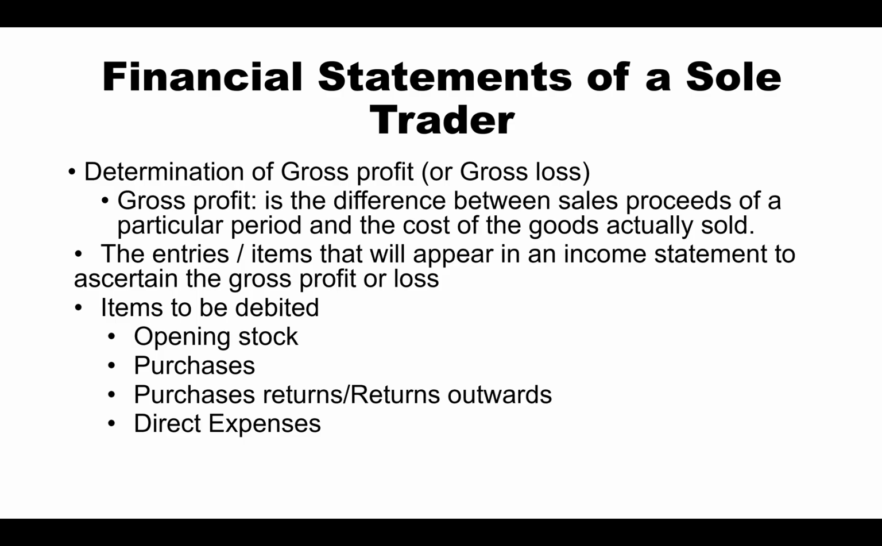Then we have the purchases returns or returns outward. Due to various reasons, we might send goods back to the suppliers. Then we have the direct expenses. These are expenses incurred in connection with the purchase or the procurement or production of goods. Okay, I hope we are together up to there. Let's continue to the items to be credited.